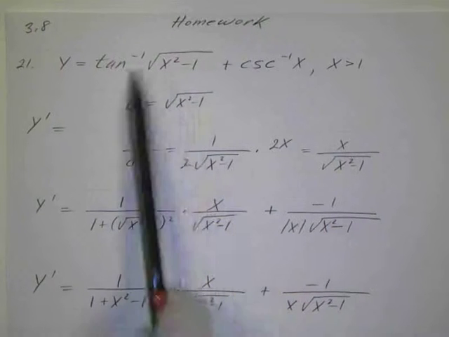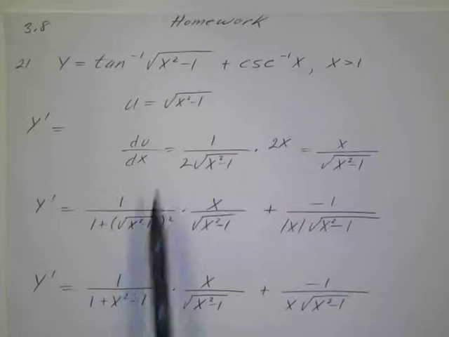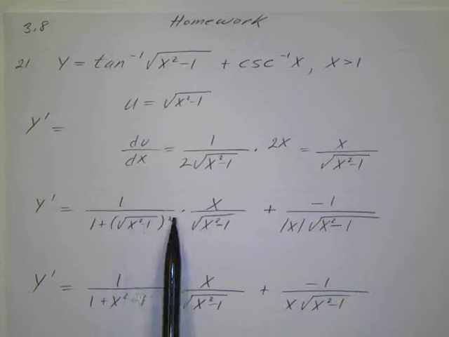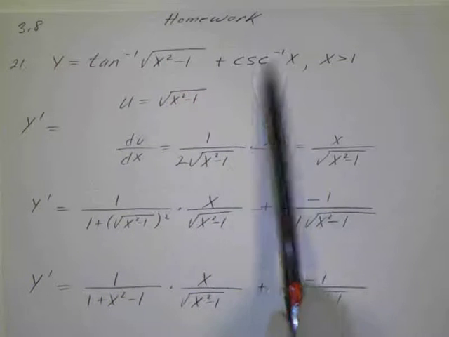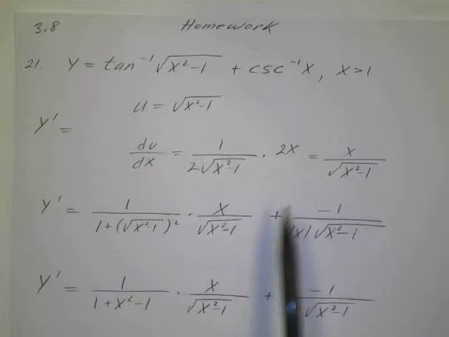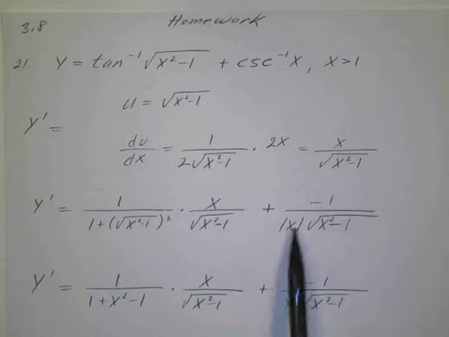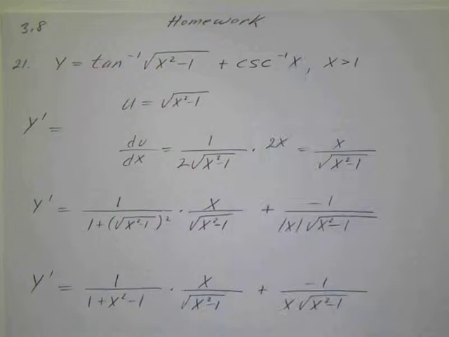So if I put this in my inverse tangent formula, it's going to be 1 over 1 plus u squared. Okay, remember that, 1 over 1 plus u squared times du dx. All right? And this is my inverse cosecant formula, which is going to be negative. So I just put the negative 1 over here for now, and the absolute value of x times the square root of x squared minus 1, because it's just x, no function of x, so that's easy.